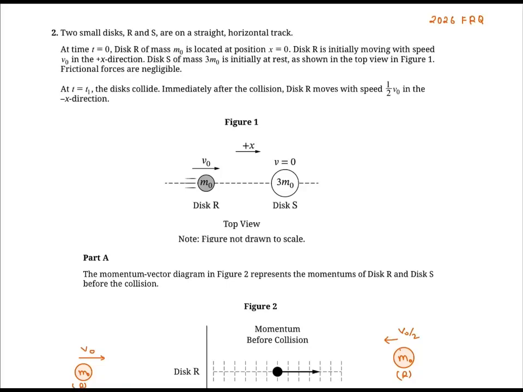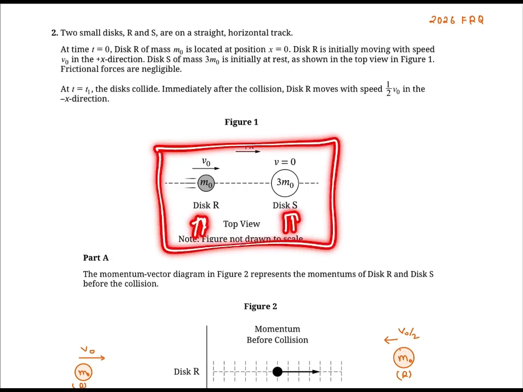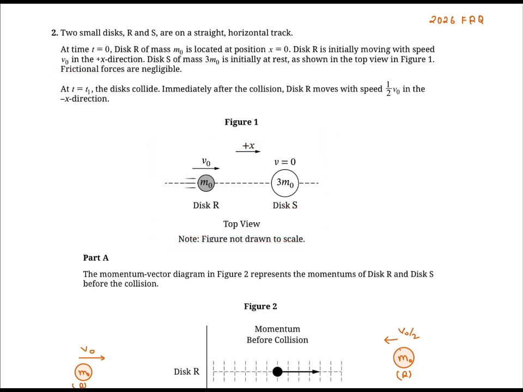This is FRQ 2026 question of kinematics. Two small disks R and S are on straight horizontal tracks. So these are two disks R and S which are placed over a horizontal track, which is of course frictionless, so you don't have to worry about frictional forces.